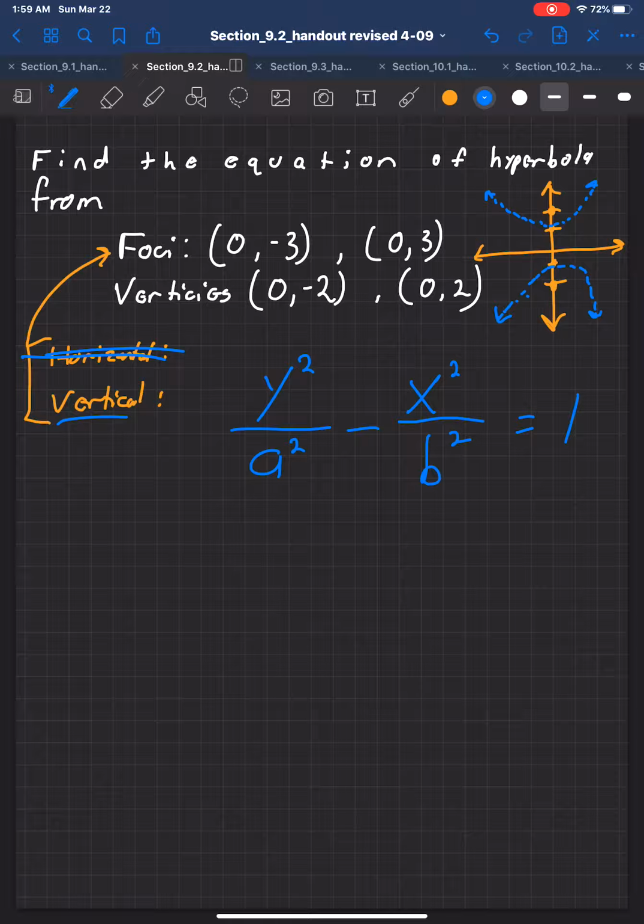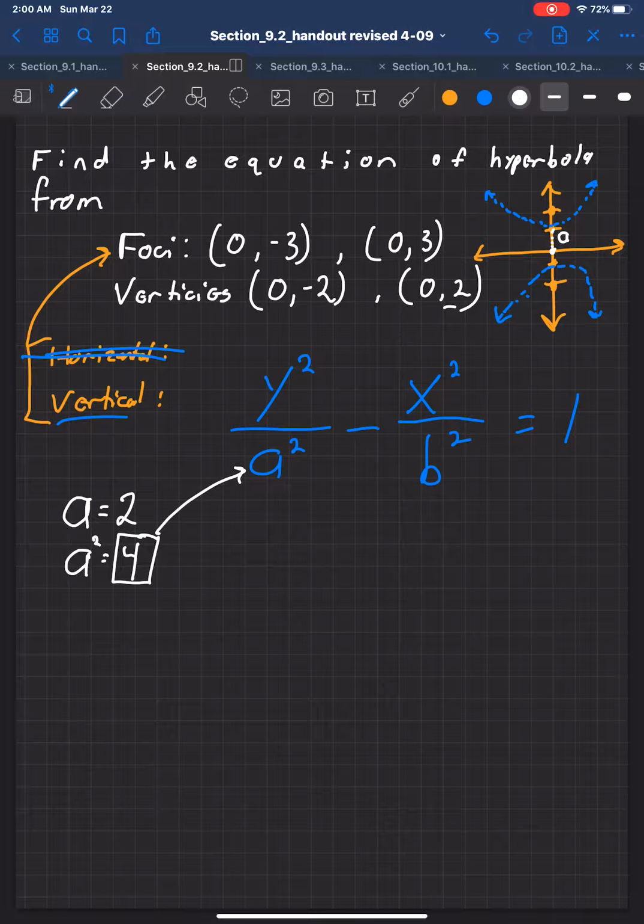Okay, so now all that's required is I know what a squared is and I know what b squared is, and we can finish this up. So, all right, let's start with the easiest one. So a squared. Remember, if you start from the center and you travel a distance of a, that's how you get to the vertex. So in this case, a is equal to 2. Therefore, a squared is equal to 4. All right, so beautiful. I already know what to put here.